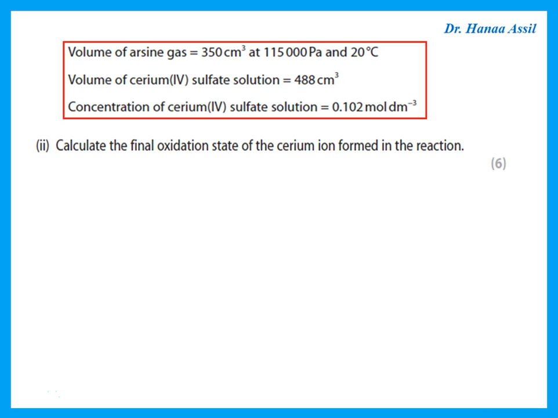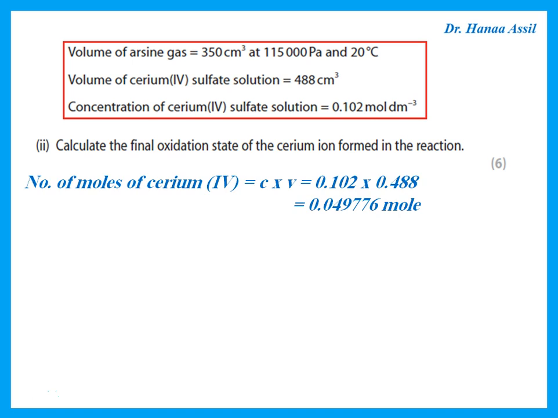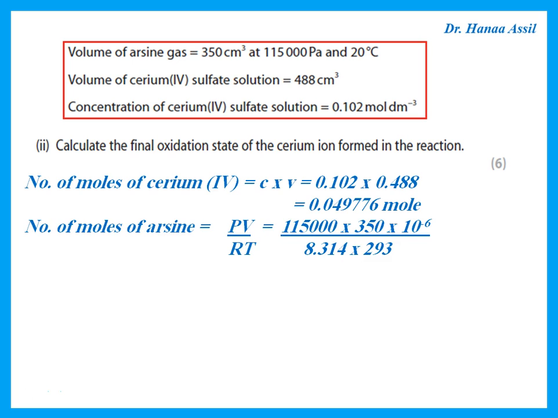This is the information he gives me. So I can use it to get, first of all, the number of moles of the cerium 4 sulfate solution. So that's concentration times volume. Now I have the number of moles of cerium. Then the number of moles of arsine I can get from PV equals nRT. So the number of moles is PV over RT.